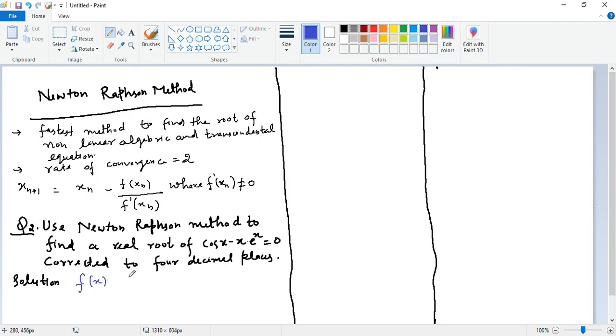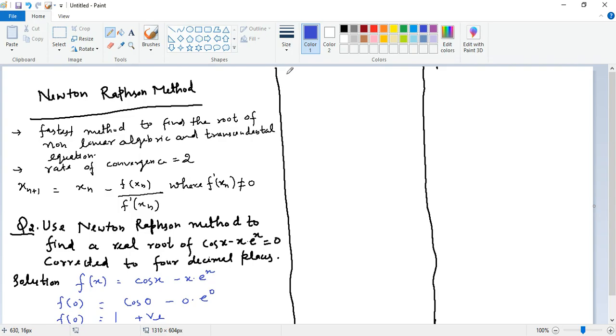f of x is equal to cos x minus x times e to the power x, right? So firstly we will put the value of x as 0. So f of 0 will be cos 0 minus 0 times e to the power 0. So this term will be 0, and cos 0 is equal to 1. So it will be positive.